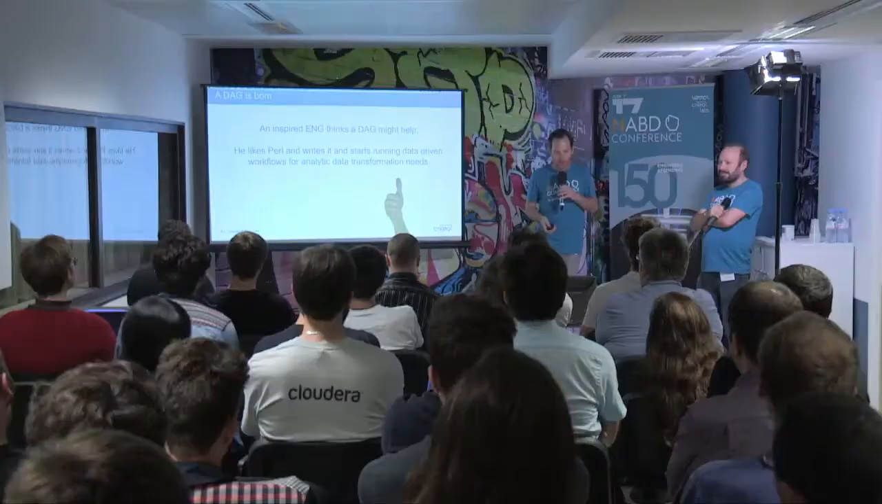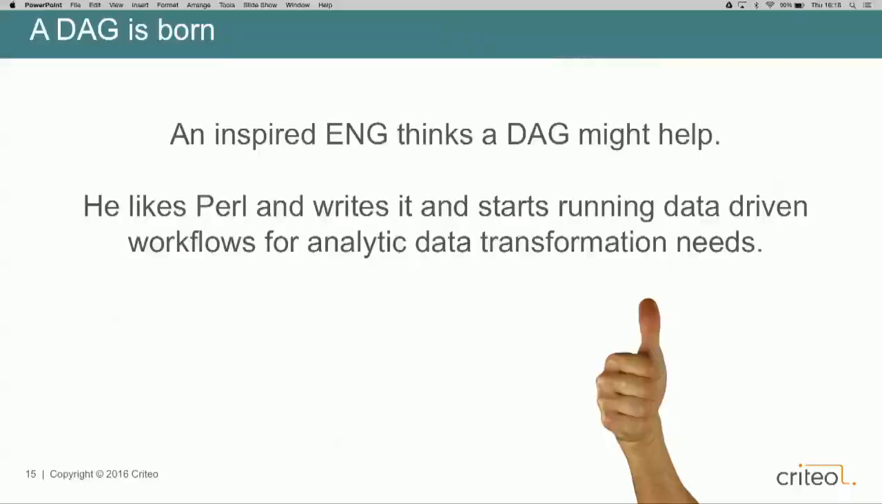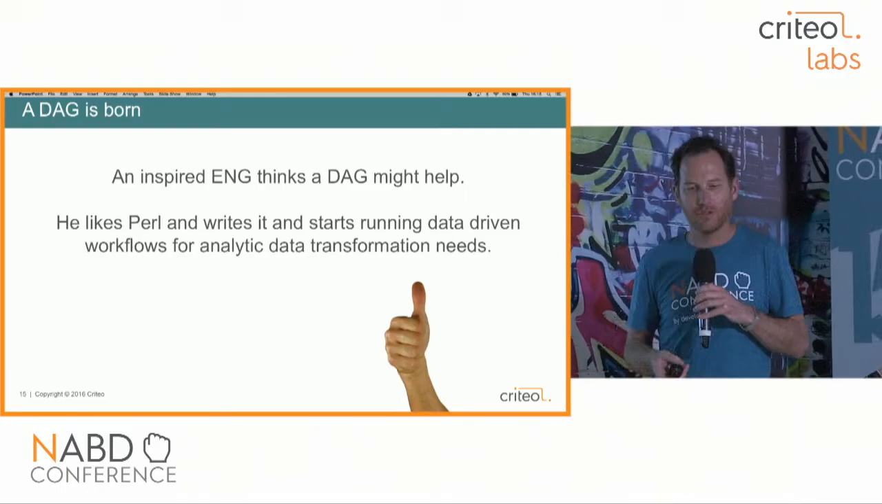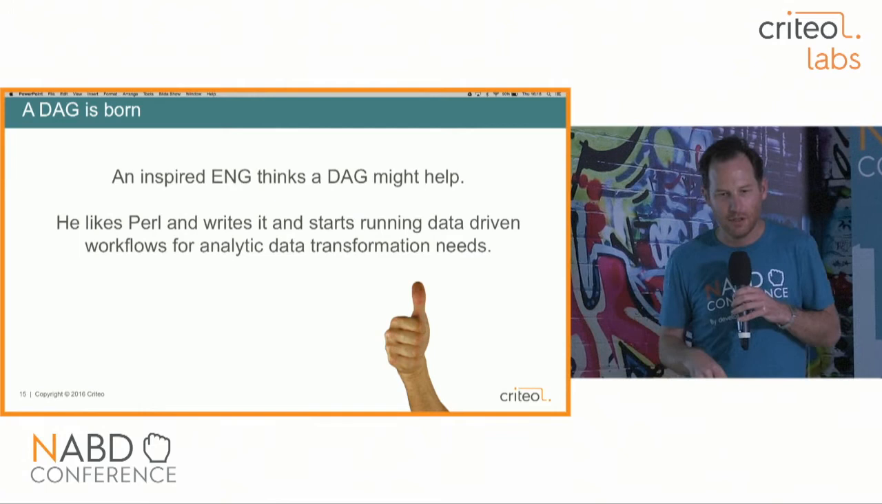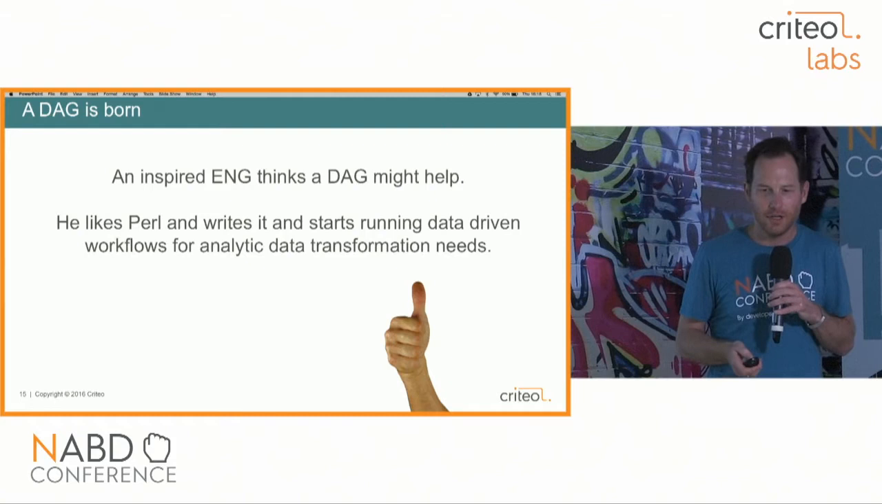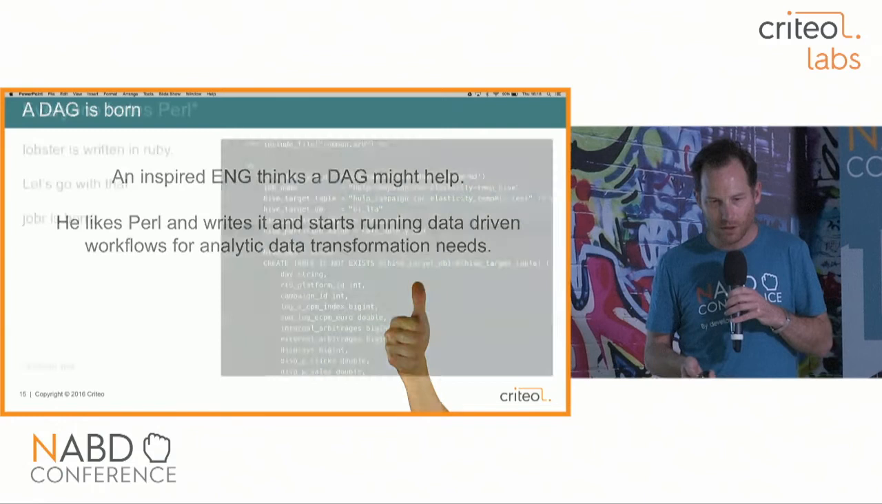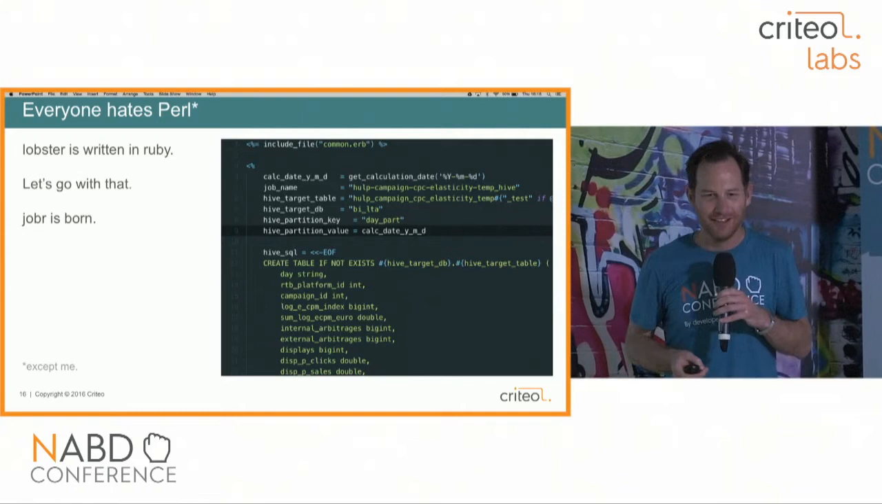So a DAG is born. Some engineer thought that a DAG might help resolve some of the growing data generation problems that we had. This was about 5 years ago, basically. This person tended to like Perl, wrote it in said language, and created the first data-driven workflows at Criteo. Problem was that everybody hates Perl. Not me, but everybody at Criteo hates Perl.